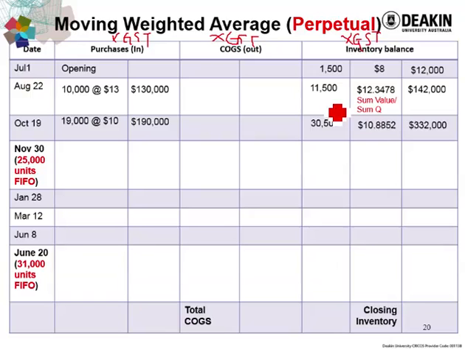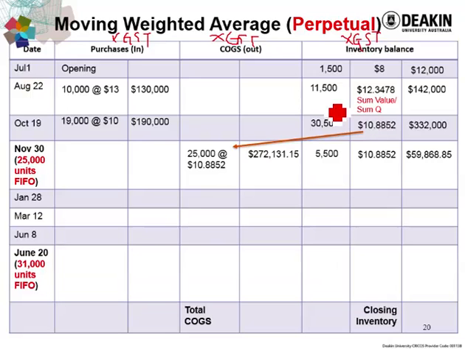Then on 30th November, 25,000 units are sold. When we record the cost of goods sold, we need to rely on the most recent average unit cost, which is $10.8852 here. So this will give us the cost of goods sold of 272,131.15. We will also calculate the running balance, 5,500 units at this most recent unit cost, $10.8852.